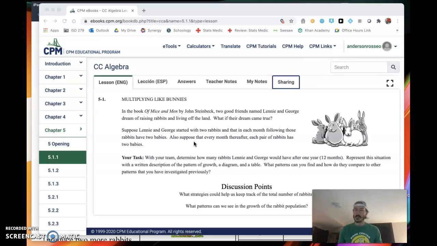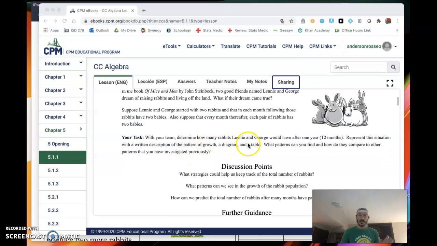Like I said, a little suspension of disbelief here. We have 2 rabbits, and after 1 month, those rabbits are capable of reproduction. So we're going to determine how many rabbits these 2 friends have after a full calendar year, 12 full months, and we're going to represent all of these using a diagram, a table, and a description. And we're going to talk about the benefits of each, why one might be better than the other, and a preferred method moving forward.